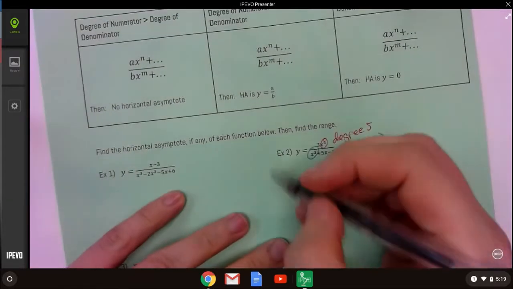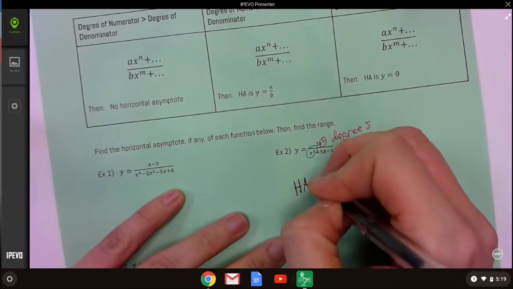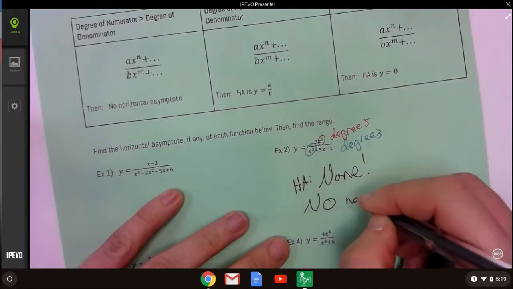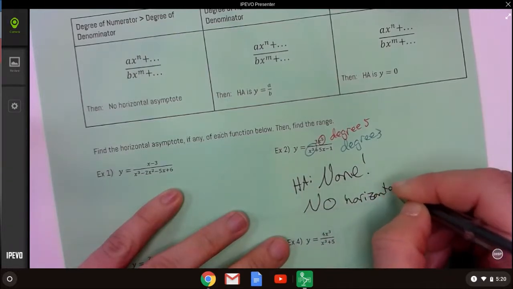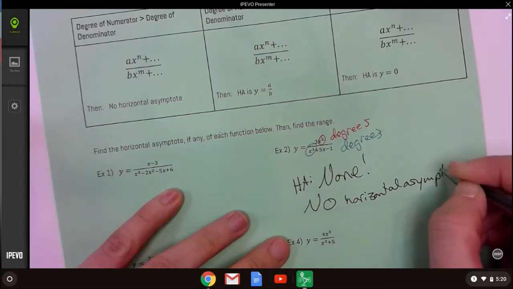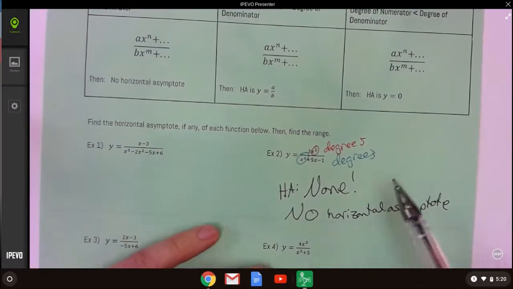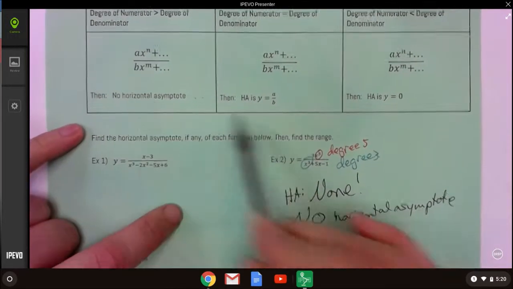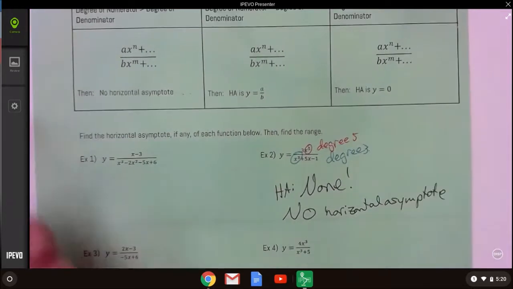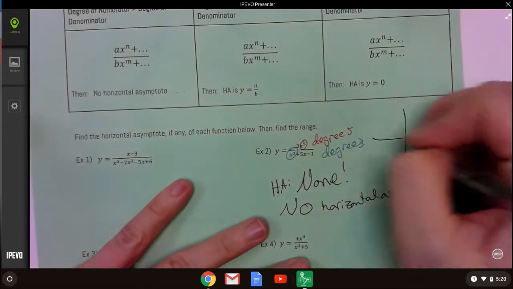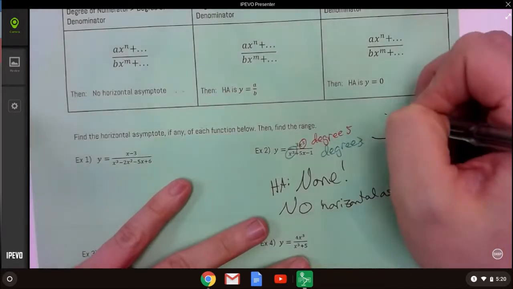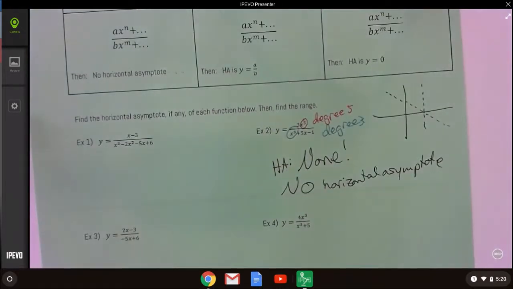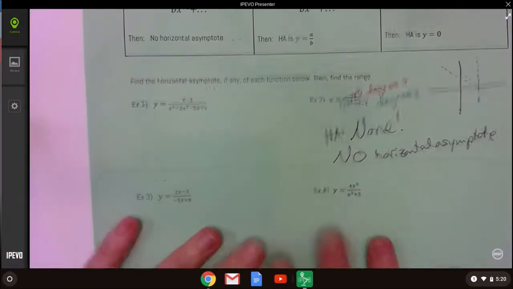So we've got horizontal asymptote, none. We have no horizontal asymptote. All right, so if you get the degree on top bigger than the degree on the bottom, that means no horizontal asymptote, not 0. Don't put 0. This means your graph could still have a vertical asymptote, or it could have something called an oblique or slant asymptote, just not a horizontal one. So that was the rest of that one.